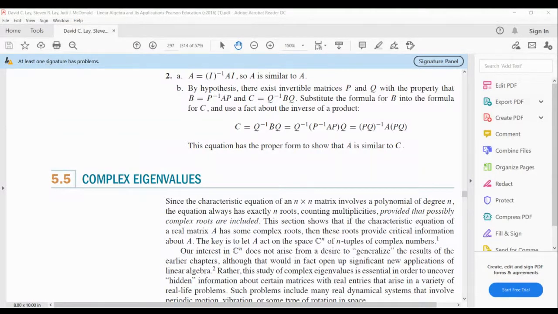So we learned about section 5.5, complex eigenvalues, last time. And complex eigenvalues are important, just like real eigenvalues are important. There is an example I want to discuss with you. It's example 2. So let me go ahead and do that. Let me find it here.